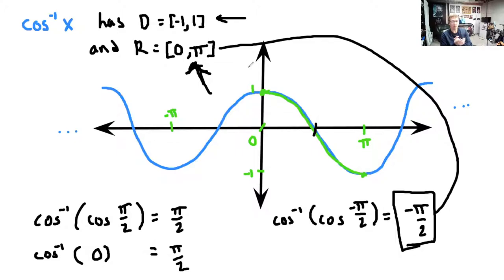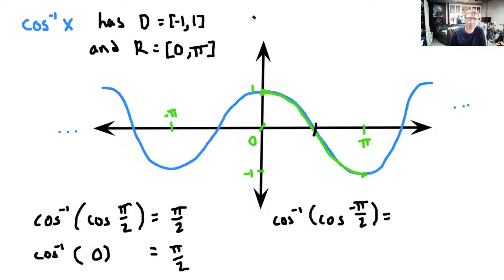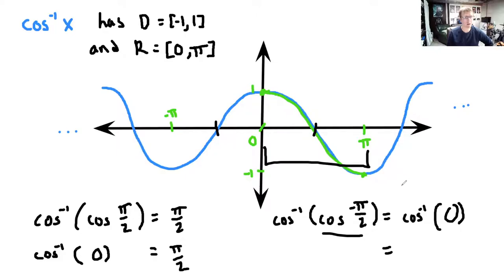Okay. So for this one, what is the correct answer? We can work it out by hand, and it's going to look pretty similar to what we just did. So this is the same as cosine inverse of whatever cosine of negative pi over 2 evaluates to. Negative pi over 2 is right here. So that point is at a height of 0, which means this here is 0. And what is the cosine inverse of 0? That is, what angle between 0 and pi gives us a value of 0? That's obviously, again, pi over 2.